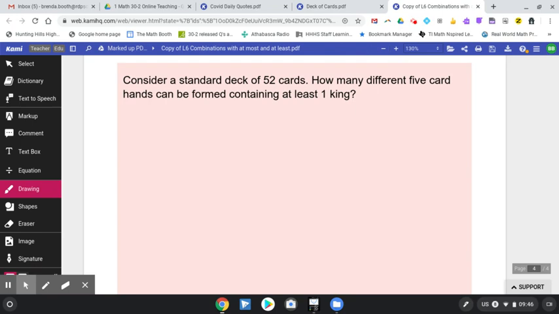So consider a standard deck of 52 cards. How many different 5-card hands, so we're making groups of 5 or combinations of 5, can be formed containing at least one king? So at least one, those are the words that tell me to use the complement. The complement of at least one king would be no kings.